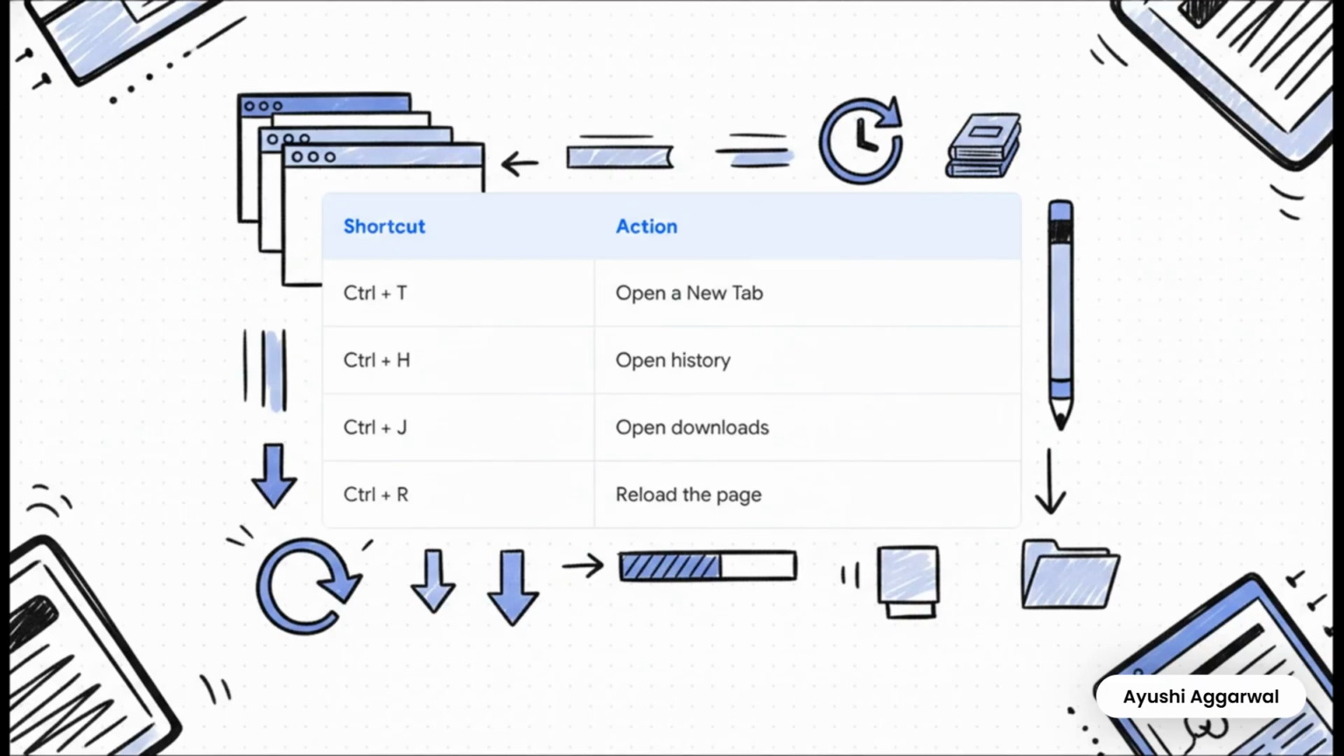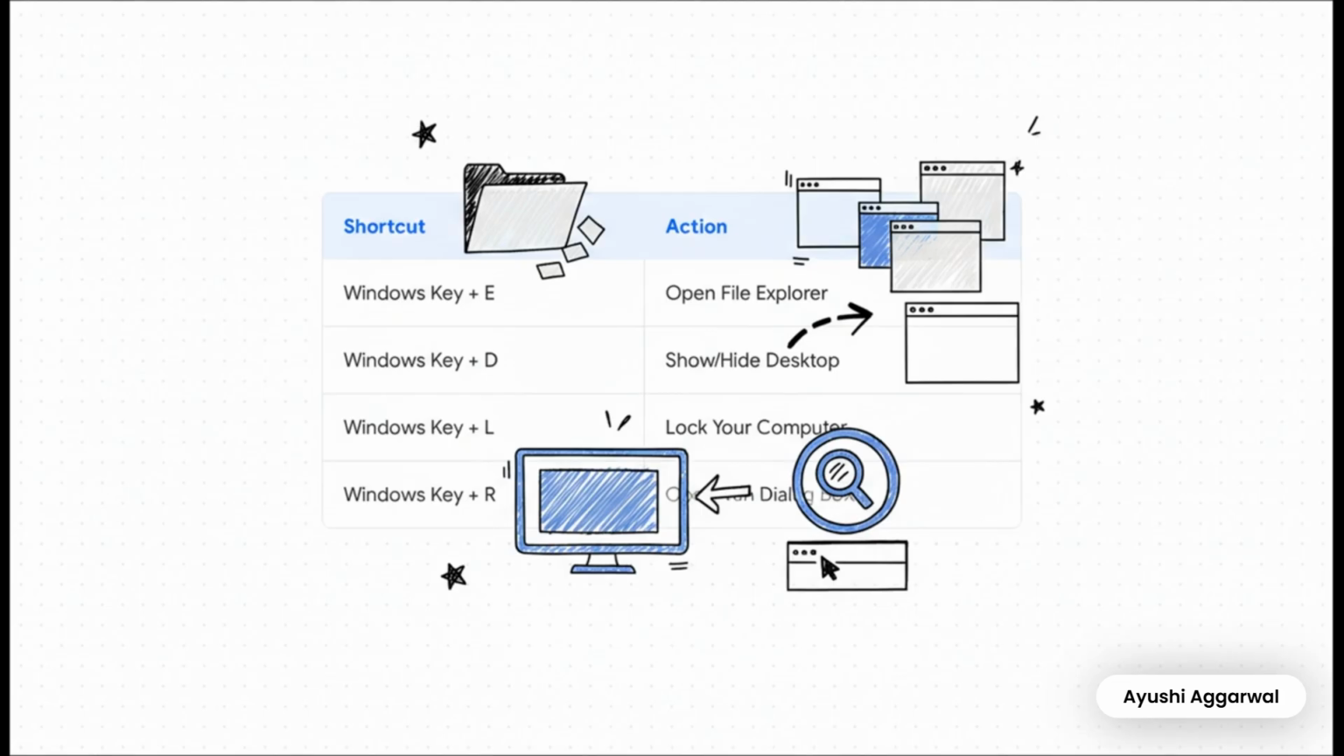Instead of reaching for the mouse, just hit Ctrl T to pop open a new tab. Can't remember that website you were on yesterday? Ctrl H pulls up your history. Lost a file you just downloaded? Ctrl J shows you your downloads list. And you know when a page just won't load right? Just take Ctrl R to refresh it. Super handy. Now we're talking about controlling Windows itself.